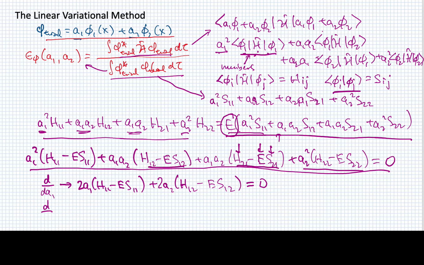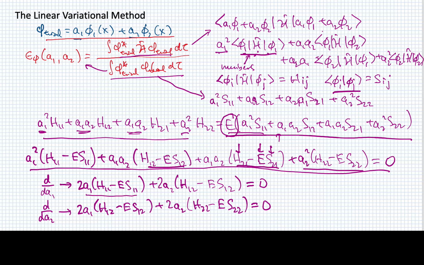When I do the same for a2, I will end up with a similar sort of expression where I'll have 2a1 times h12 minus e s12 plus 2a2 times h22 minus e s22. All right, well, the 2's are immaterial. We can divide through by 2 and simply have one term times a1 plus another term times a2 is equal to 0, and then the same down here.